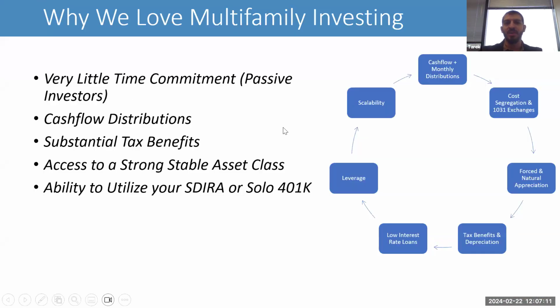So why we believe in real estate, multifamily in particular. We love it because it requires very little time commitment for passive investors. I say that because once upon a time in a past life, we used to do single family properties before we eventually grew into the commercial and multifamily space. And what we realized is that it takes a lot of work to buy a single family property, but to take that to a bigger multifamily property, it's not that much extra work. So it scales a lot better.